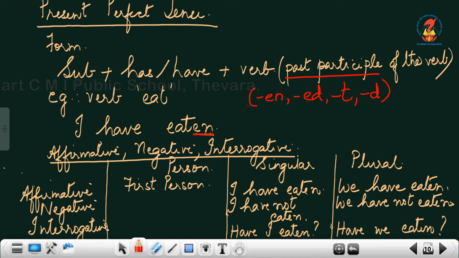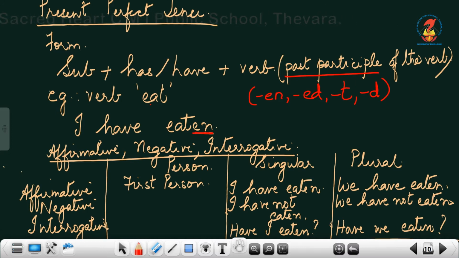Now if your given verb is eat, then I have eaten. The past participle of the verb eat is eaten, en. So I told you how they end in either en, ed, t or d. Now, how are you going to express it in the affirmative, negative and interrogative sentence?